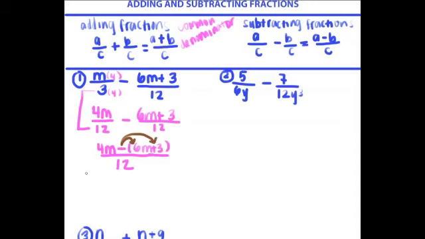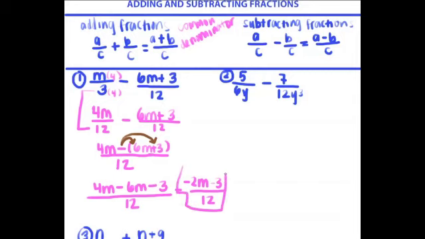Okay, so what my real numerator is going to look like is 4m minus (6m minus 3), and that's over 12. And now you just combine. So 4m minus 6m on the top is going to give me negative 2m. And then I have a minus 3, then I have a 12 here. And so, final answer for this is negative 2m minus 3 over 12.